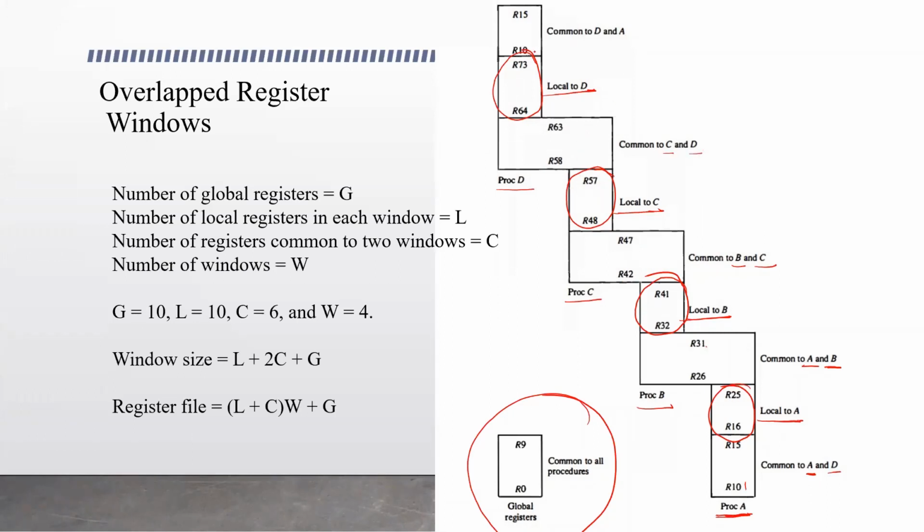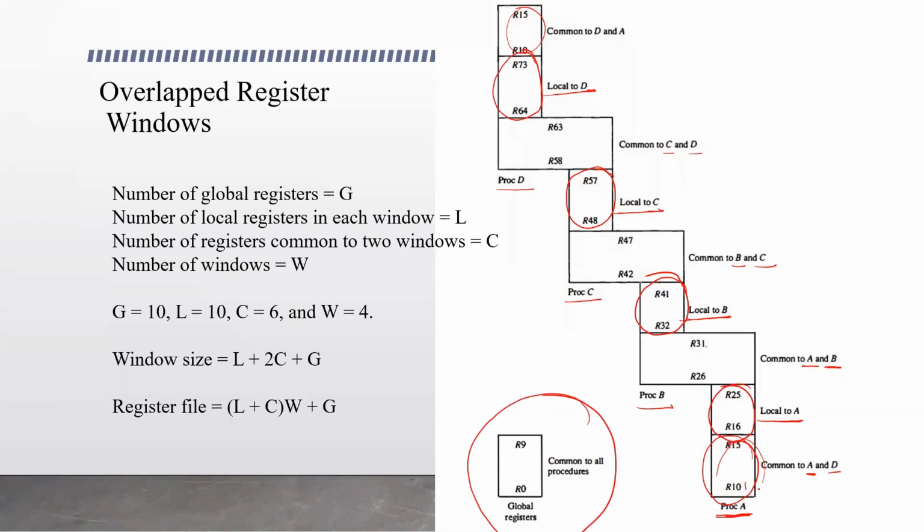And again R10 to R15, these set of registers, we have the same here. So it is a circular arrangement of registers. Initially we have procedure A, and at the end we have procedure D, the last set of this procedure. This uses the registers that are common to D and A, R10 to R15.